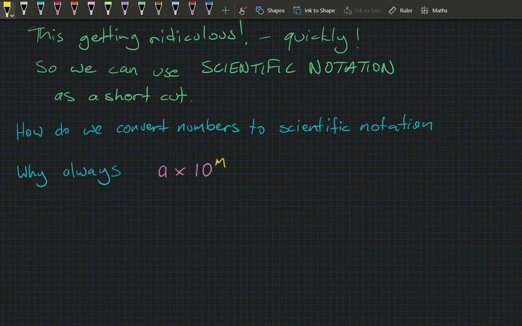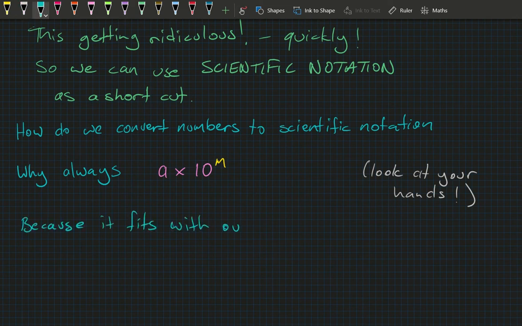Well, I'll give you a hand. No, really, look at your hands. The reason we have 10 as the base is because we have a base 10 number system, which is because we've all got 10 fingers, hopefully.